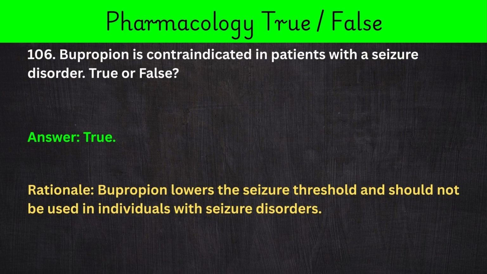106. Bupropion is contraindicated in patients with a seizure disorder. True or false? Answer: true. Rationale: bupropion lowers the seizure threshold and should not be used in individuals with seizure disorders.